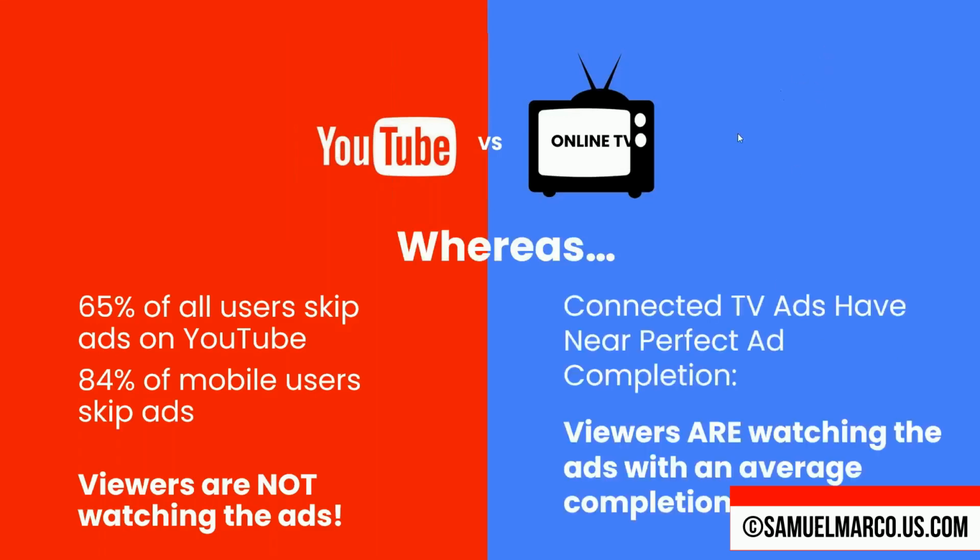Whereas connected TV ads have near perfect ad completions, viewers are watching ads with an average completion rate of 98%. Think about how massive that actually is. And where did the 2% go? The 2% might have had to run out and go pick up granny from her knitting classes, or they might have had to go to their gym class. If you don't believe me on this, you can go and Google it yourself at the end of this call, and you'll see I was telling the truth. All the stats that we found from legitimate sources.